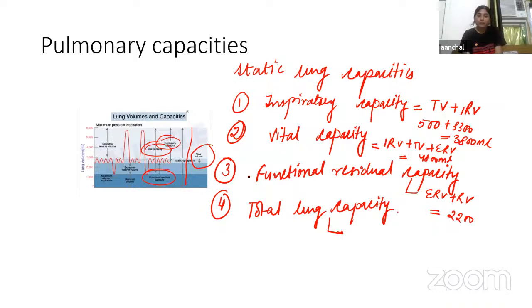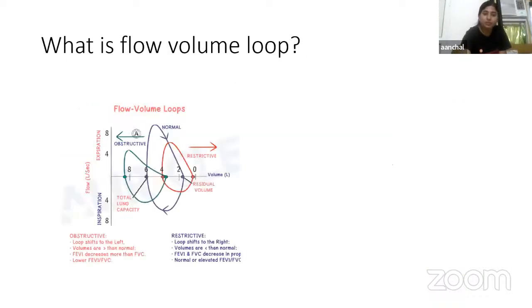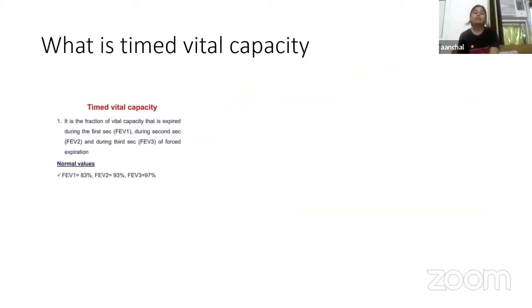For total lung capacity, again, we have a formula: IRV plus TV plus ERV plus RV. In total, we get around 6000 ml or 6 liters. Fine. Now, next we have the timed vital capacity, which is known as forced expiratory volume.